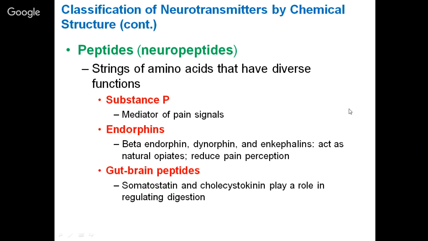The other category is the peptides, the neuropeptides, strings of amino acids that have diverse functions. They include substance P, which mediates pain signals, and endorphins, such as beta endorphin, dynorphin, enkephalins, and so on, involved in pain perception. And the gut-brain peptides, somatostatin and cholecystokinin, play a major role.